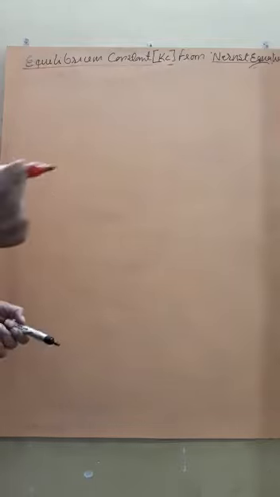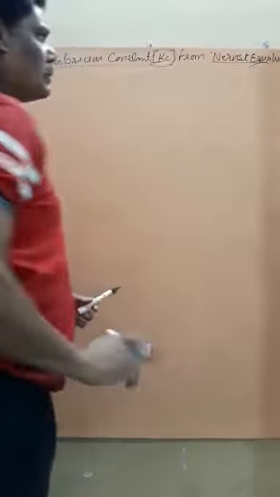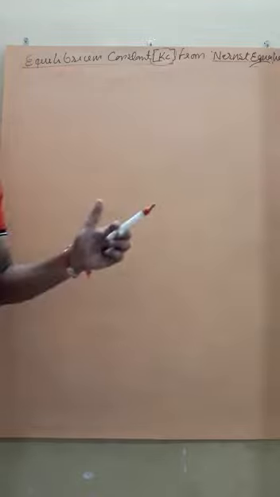Yes, students, one more new content. This is the equilibrium constant, that is Kc, from the Nernst equation. That is, with the help of the Nernst equation, how can we get the value of Kc, or what is the relationship between Kc and the Nernst equation?